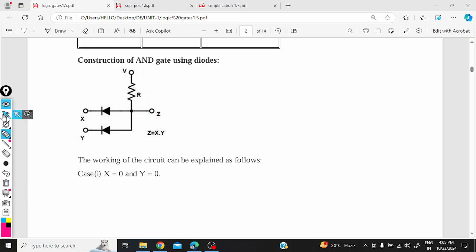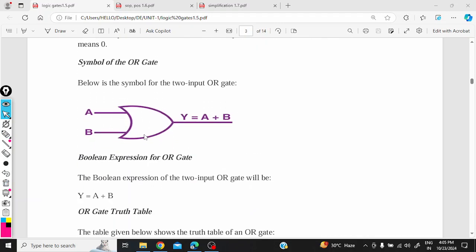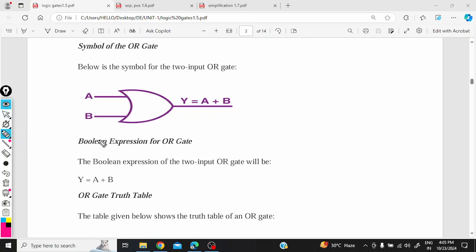Okay, let's get on to the next gate, that is the OR gate. This is the OR gate here. It contains two input terminals A and B with output terminal Y. Here the operation between A and B is given as a plus symbol, that is Y equals A plus B, whereas for the AND gate it was A dot B. Here it is A plus B. The Boolean expression for the OR operation is Y equals A plus B.